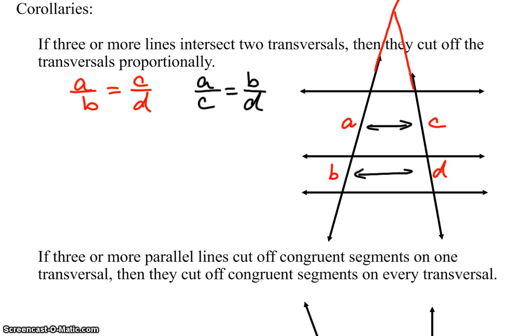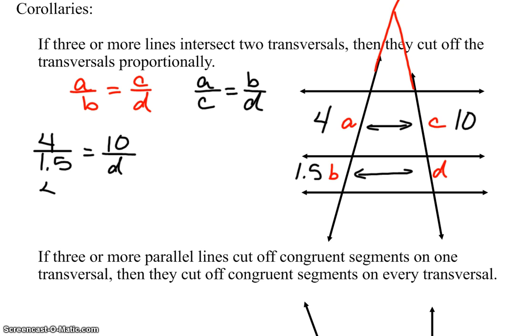For example, suppose that A is 4, B is 1.5, C is 10, and we want to know what D is. Well, D would just be D or X, whatever variable you choose. You can simply set it up as 4 to 1.5 equals 10 to D. So 4D equals 15, and D would equal 3.75.